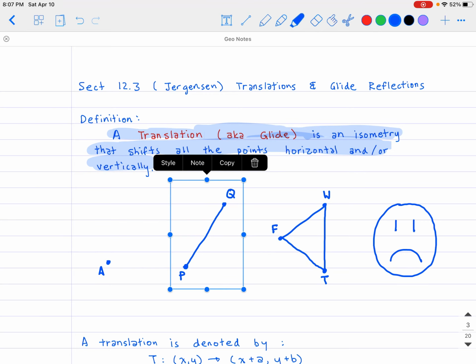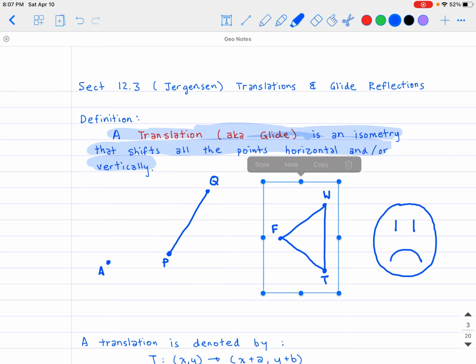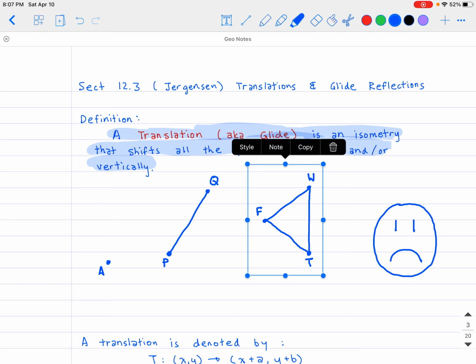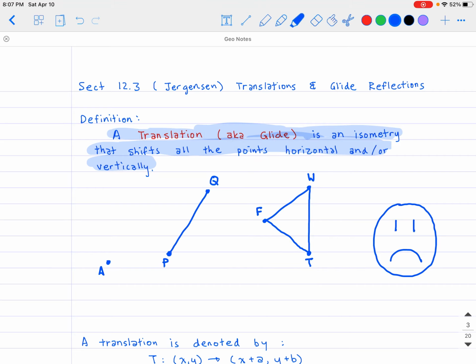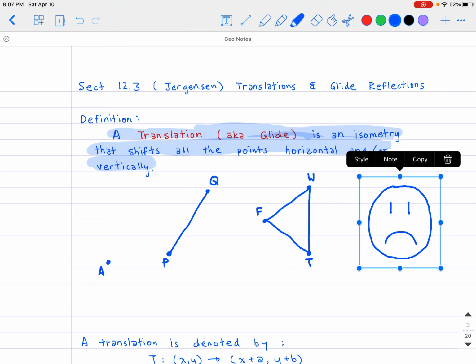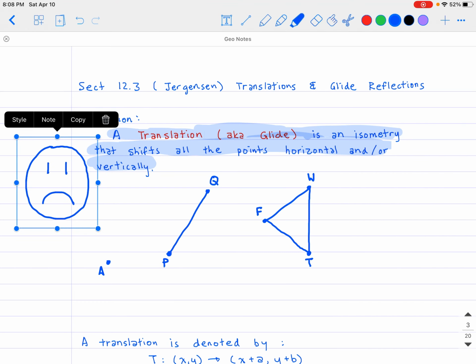If I take the second one over here, segment PQ, you'll notice that if I move it left and right or up and down to some other position, the shape of it is still going to be preserved, and hence that's why it's an isometry. Take this triangle over here, WTF. If I move it left and right, up and down, the shape of that triangle is still preserved. The end result, the image, where this is the pre-image, is going to be a triangle that's congruent to this one over here. And finally, for this last one, this happy face, if we move it left and right, up and down, it doesn't matter where you move it, the shape of that picture is still going to be the same.